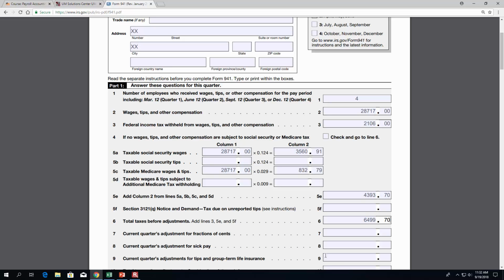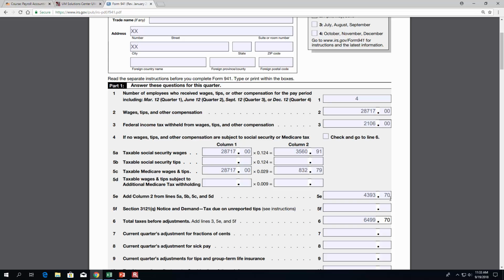Which number? The 1 and 6. I don't think so because that's FIT and FICA is in line 6, isn't it? Line 5E. I think you have to take line 5E divided by 2. So it'd be $2,196.85.